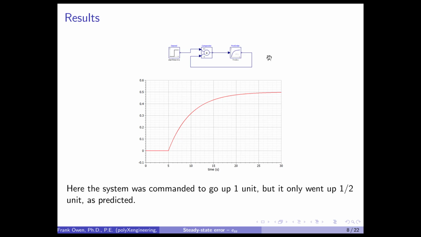And then when I run this, I tell the step to go from 0 to 1 at 5 seconds. But notice that the result is it only goes up to 0.5. So the steady state error here is the difference between where it did go to and where I wanted it to go to. So it went up by 0.5, but it's shy of where you want it to go by 0.5. So it only went up 1/2 unit, and that's what we predicted in our analysis that it would do.